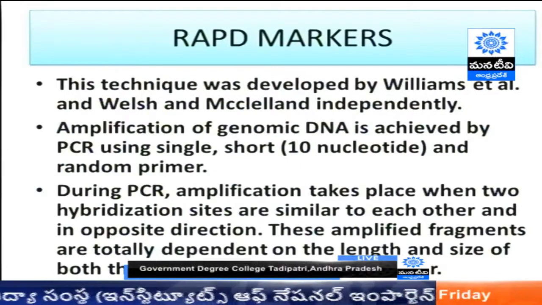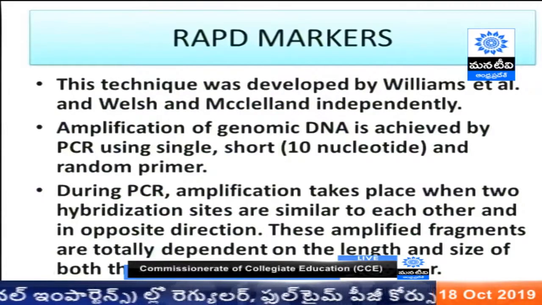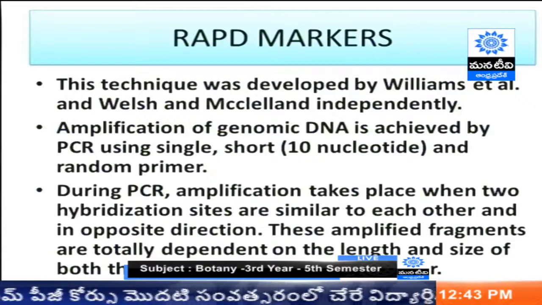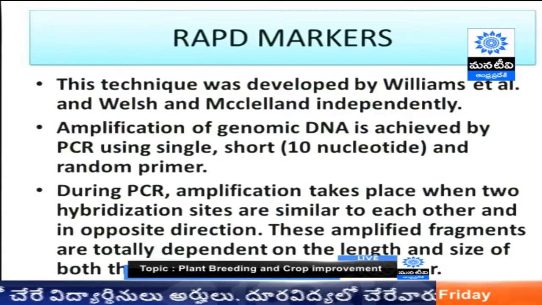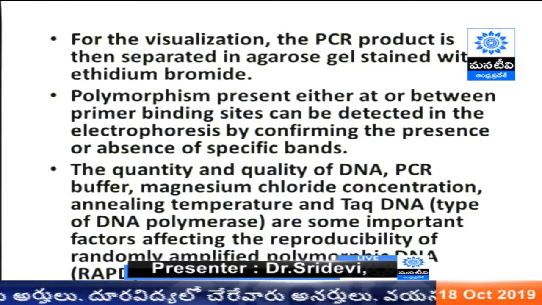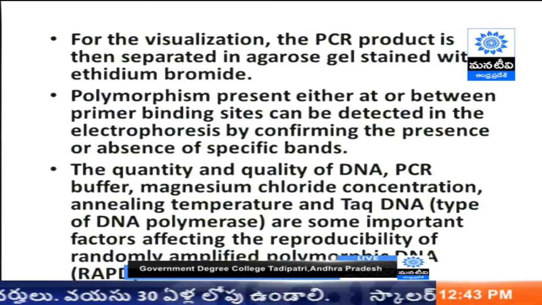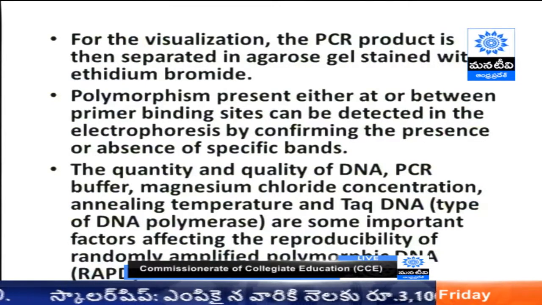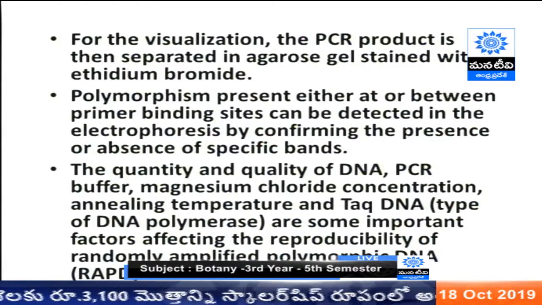So, the amplification is generated from a region which is flanked by the priming sites, and the different genomic materials would produce different amplification products, but the PCR amplified product is generated only for one individual, not for others.